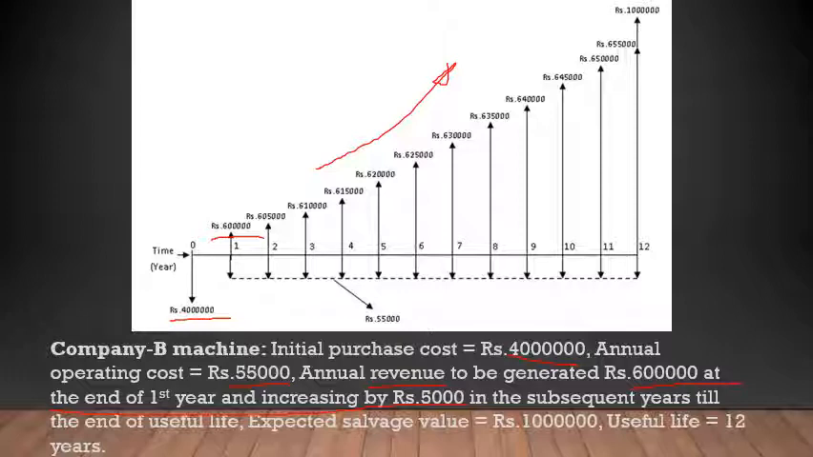Salvage value at the end of the 12th year is 10 lakh. Put it above this value. Useful life of 12 years. Done. Your cash flow diagram is ready.